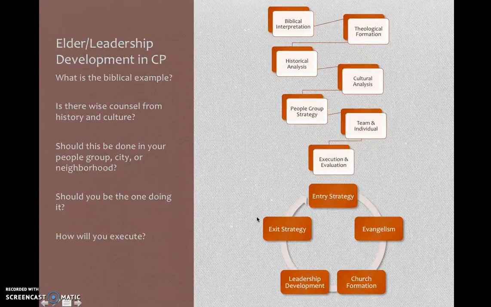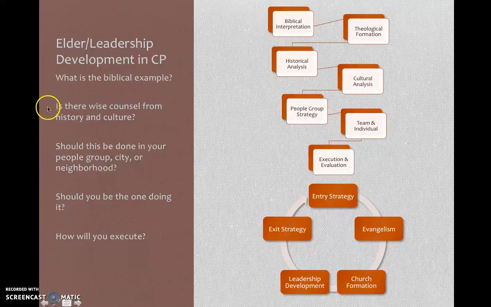And thirdly, elder leadership development in church planting. What's the biblical example? Well, it seems to be from the book of Acts that for the most part, leaders of local churches come from the harvest. They don't come from the apostolic work. So the Bible's really clear that that's the expectation. So you want to be careful about doing something like bringing all of your elders for the next 20 years at your church with you on the core team. It's not close to the biblical example.